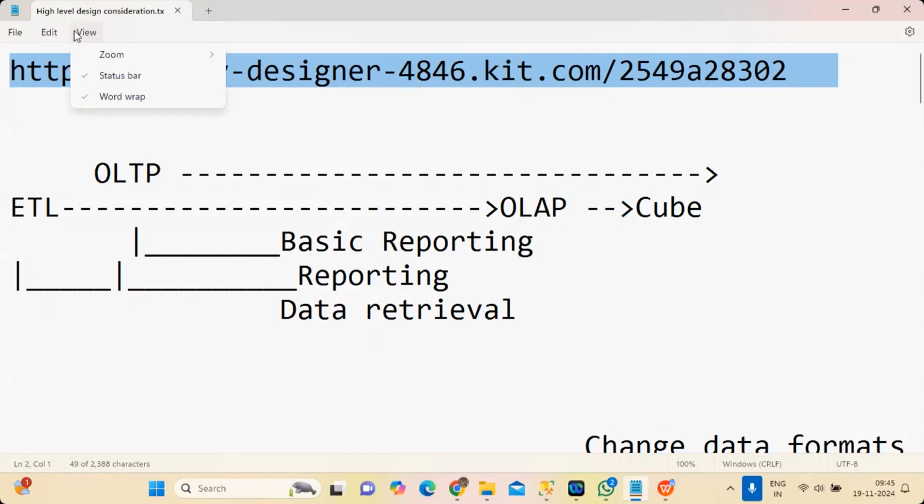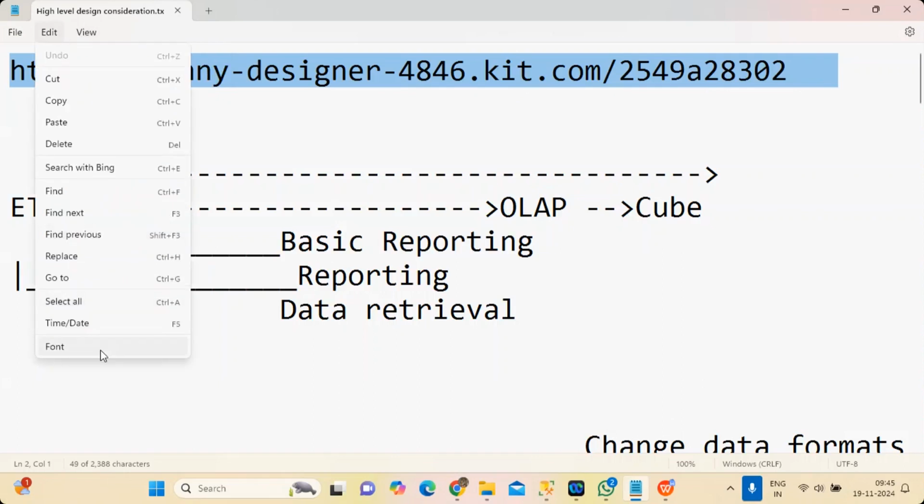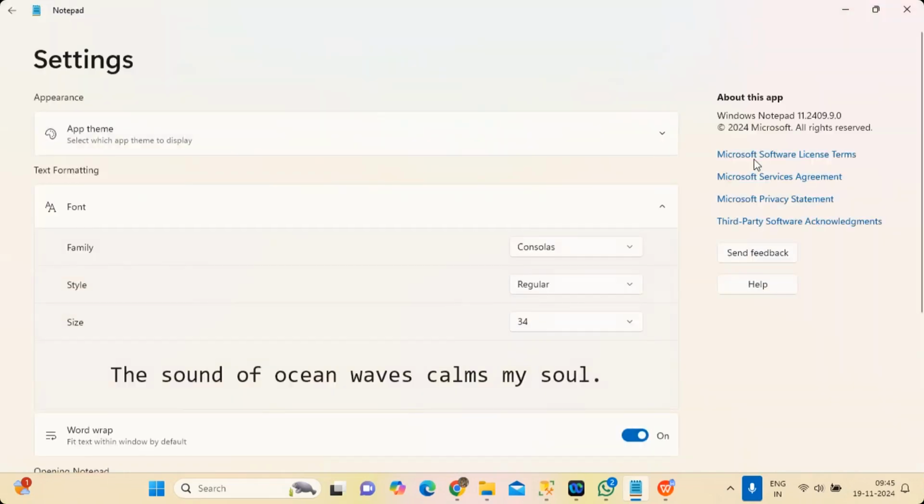Just give me 1 minute. It is just the font has to be changed. So let me change the font.